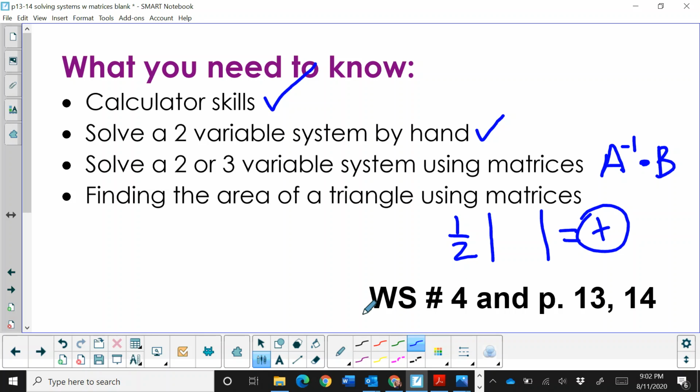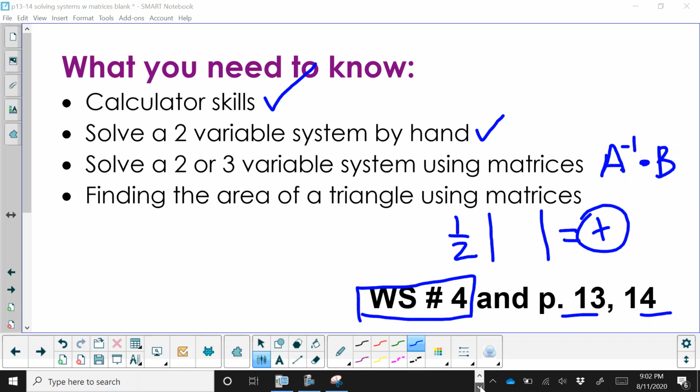And so what are we doing after this? We are going to do worksheet 4, which goes along with page 13 and 14 in the interactive notebook. I hope this video has been helpful.